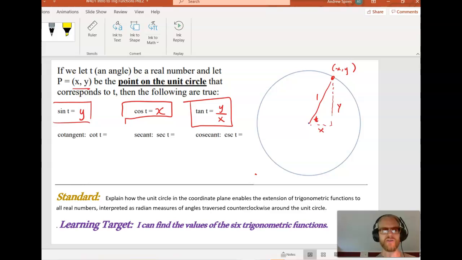All right, so cotangent. Remember, cotangent is the reciprocal of tangent, so it's just x over y. Secant is the reciprocal of cosine, so it's just 1 over x. So if you want to find the reciprocal of a whole number, you just put 1 over that. And then cosecant is 1 over y. Now, all of this depends on the fact that it is a unit circle. So this definition is clean, but it's only because we have a unit circle.